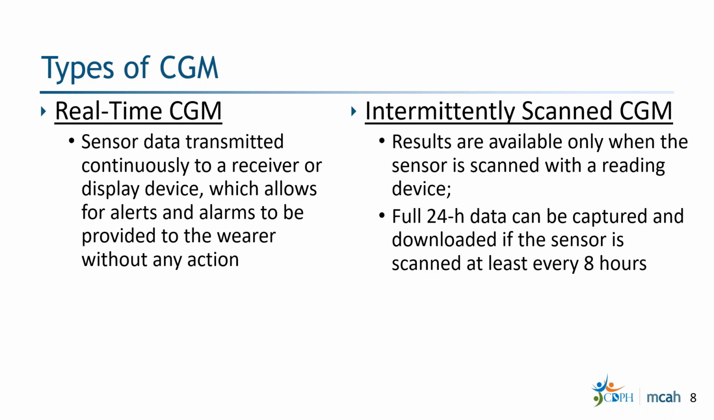So we have 2 types of CGM devices. There is real time, and that is when the sensor data is transmitted continuously to a receiver or a display device, which allows for real-time alerts and alarms when glucose goes high or goes low.